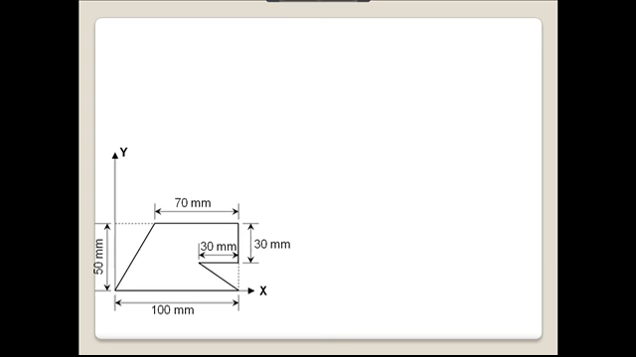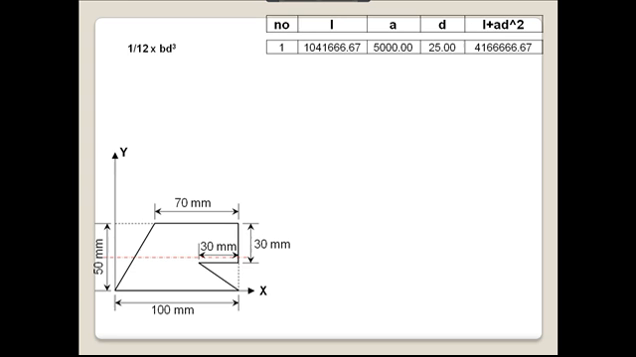It is advisable to make a table like this whose headings are number, moment of inertia, area, distance d, and the last column I plus AD square. Now area 1, I take it as a full rectangle, and for this, the moment of inertia formula is 1 by 12 BD cube. So initially we are interested in finding 1 by 12 BD cube for this rectangle.